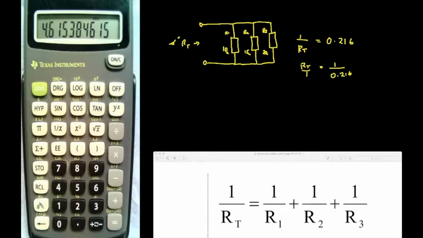Our answer, RT, is equal to 4.615, although we won't need this sort of accuracy, ohms. And you can see the result there on the screen.